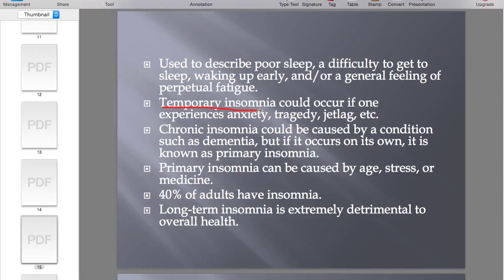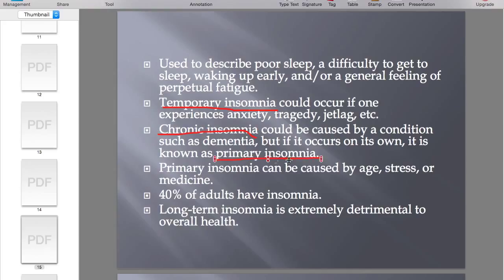Temporary insomnia is the first kind of insomnia. It's really common if you experience anxiety, tragedy like a death in the family, or jet lag, which is really common among people that travel. But the more medical kind is chronic insomnia, which is long-term insomnia. It could be caused by other conditions such as dementia, but sometimes it just occurs randomly on its own, and this is known as primary insomnia.